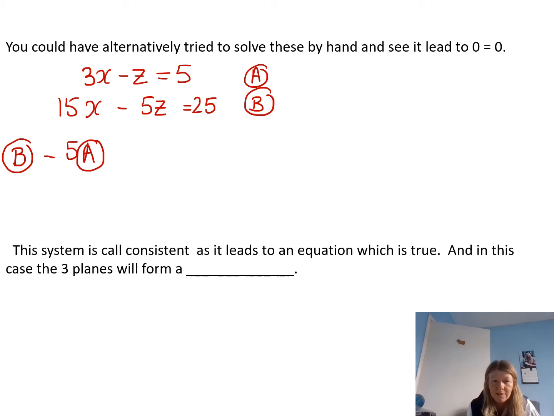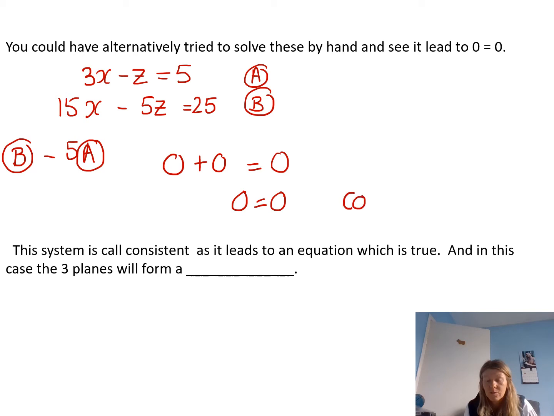Then we get that, take 5 of those, so those are gone. That, take 5 of those, and those are gone. That, take 5, those are gone. So you get 0 plus 0. In fact, you get 0 equals 0. And that's what we call consistent. They call it here consistent.